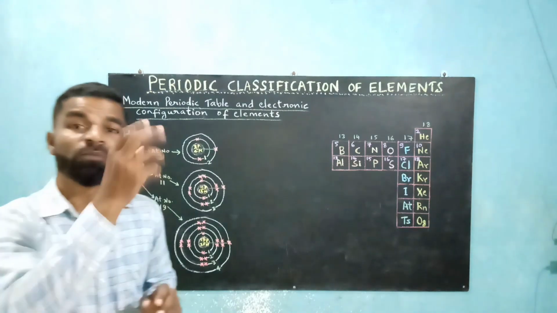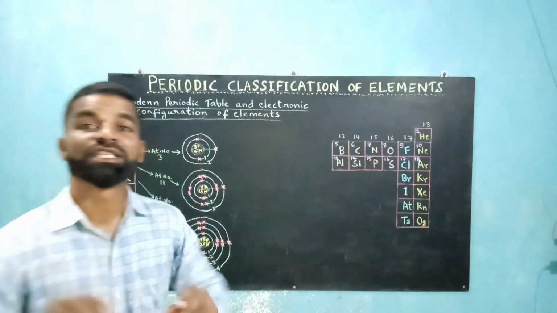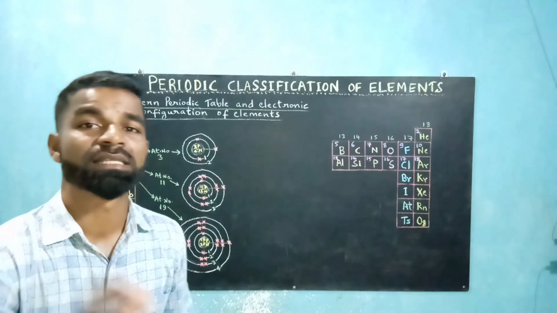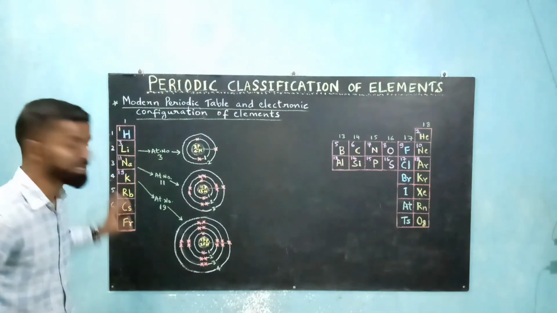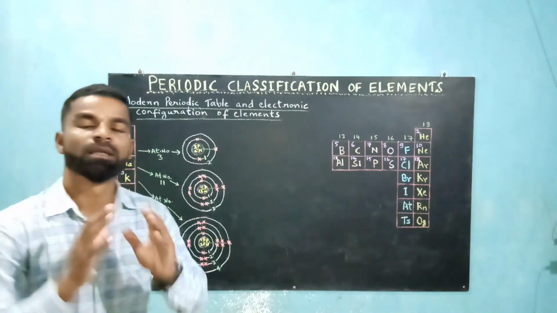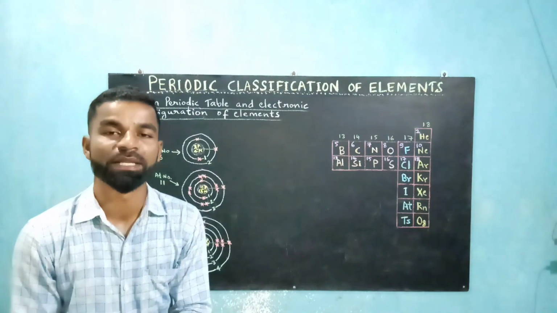Now group 1 has the elements which are the most reactive elements in the full periodic table. The elements are francium and cesium. These two elements are the most reactive elements in the whole periodic table.